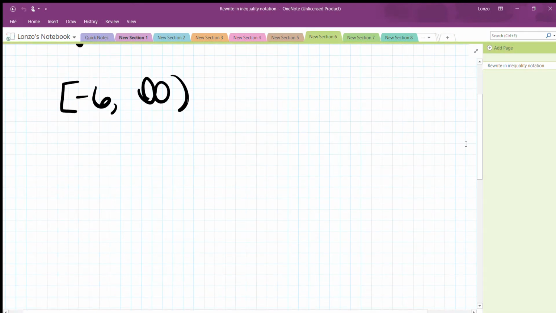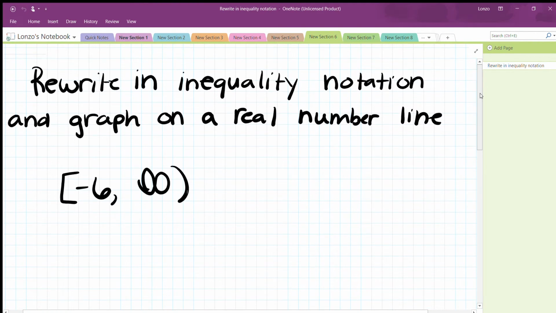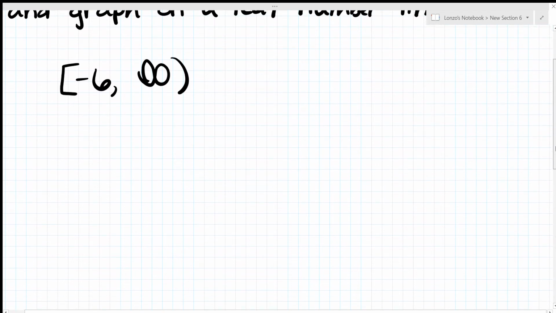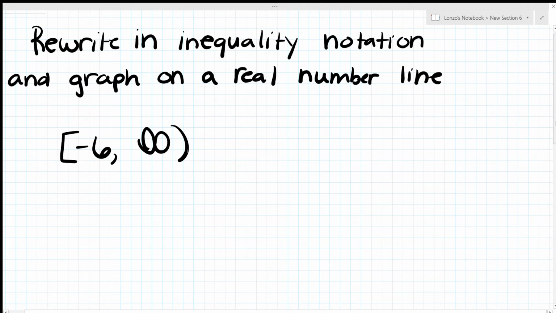Simple so far. Okay, so let's actually do some problems here. The question says rewrite the interval in inequality notation and graph it on a real number line. So we have to write it in notation form, and we have to write it on a number line. We are given bracket -6 to positive infinity. So what does that mean in notation form?